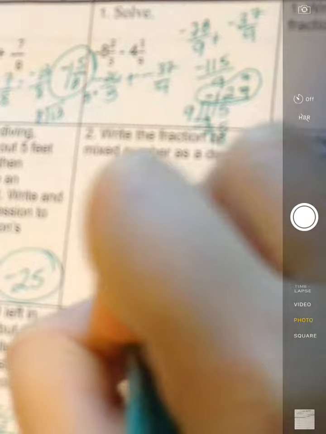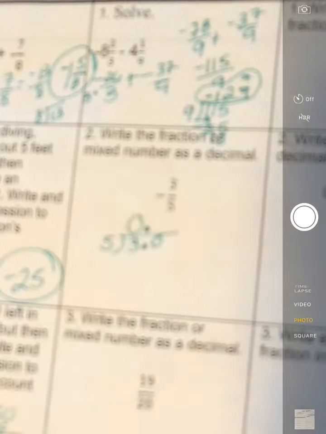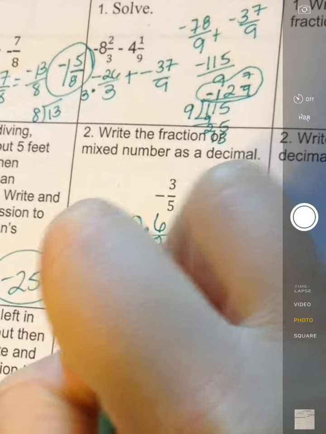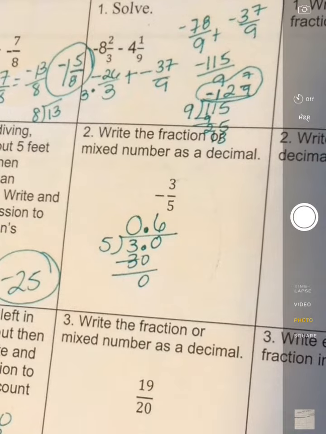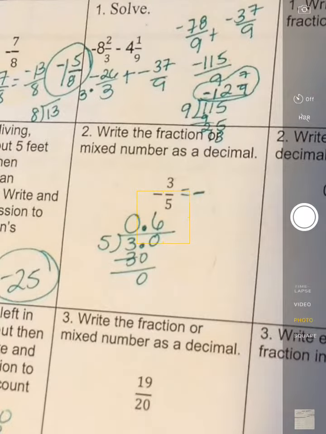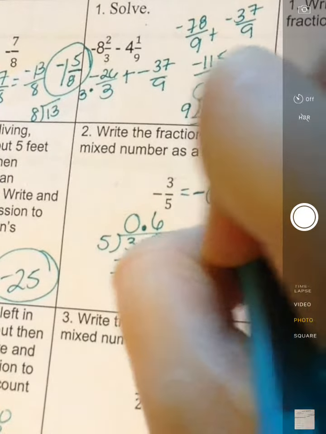5 goes into 3 0 times. So I would have to drop down a decimal and add a 0. 5 goes into 30 6 times. So I'm now done. So 3/5 as a decimal, we're going to keep that negative sign, is 0.6.